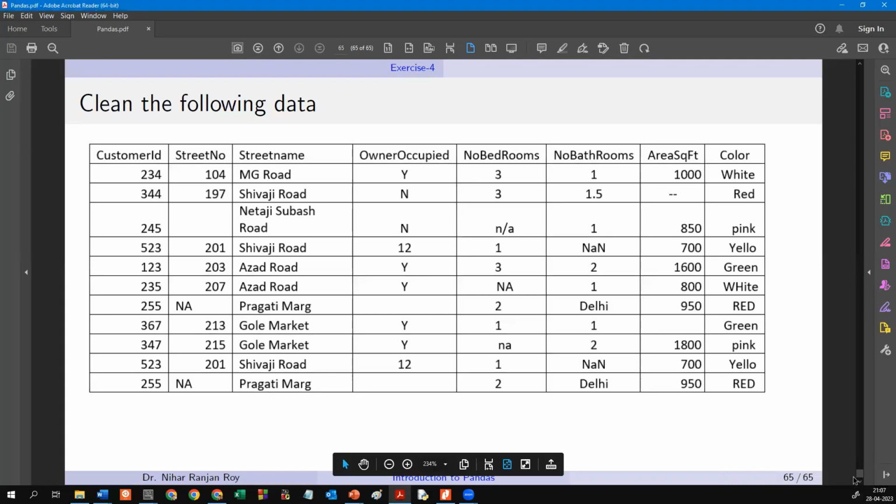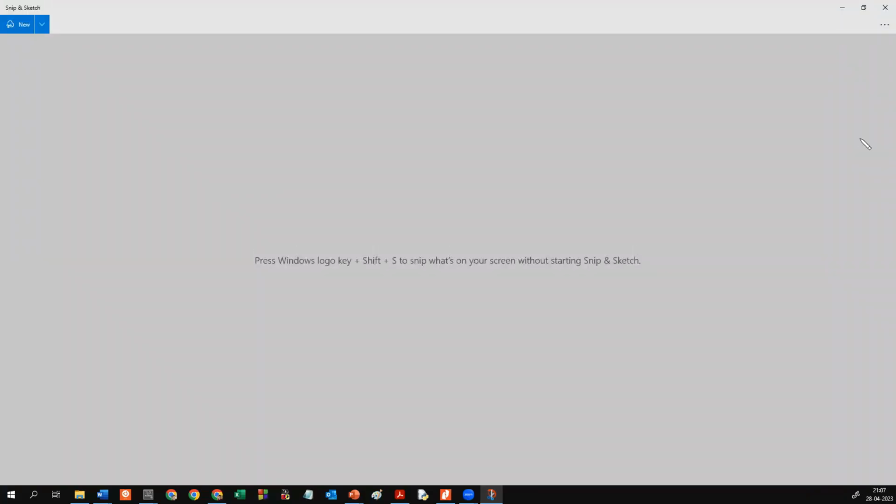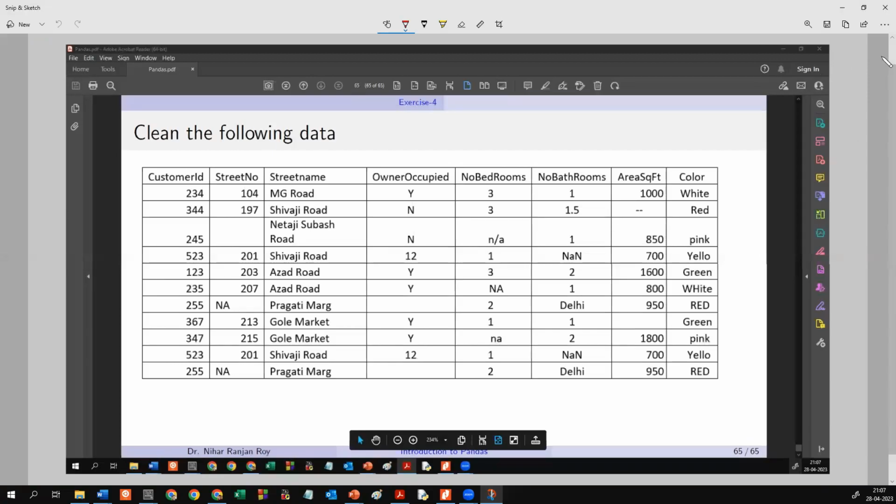So you see in this column customer ID, all the values are here, so this is okay. But here, if you see street number, data is missing, right? Here data is not available. Here data is not available. This column is also okay. Now occupied. So this is housing data. Is this house occupied by the owner? Yes, no, yes, no. No, what is this?